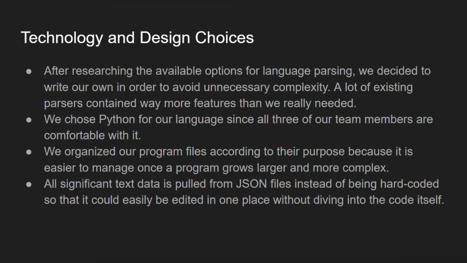Here you can see an overview of the technology and design choices that we made. After we all looked at the available options for language parsing, we decided to write our own in order to avoid unnecessary complexity. A lot of existing parsers contained way more features than we really needed. So we chose Python for our language since all three of our team members are comfortable with it. We organized our program files according to their purpose because it is easier to manage once a program grows larger and more complex. And all significant text data is pulled from JSON files instead of being hard-coded so that it could easily be edited in one place without diving into the code itself.